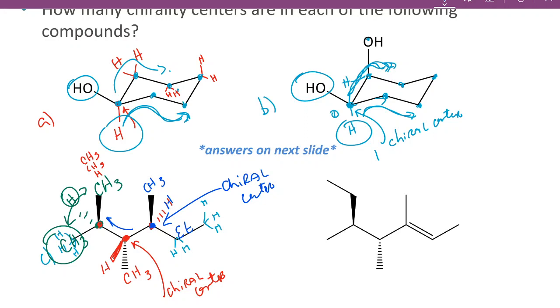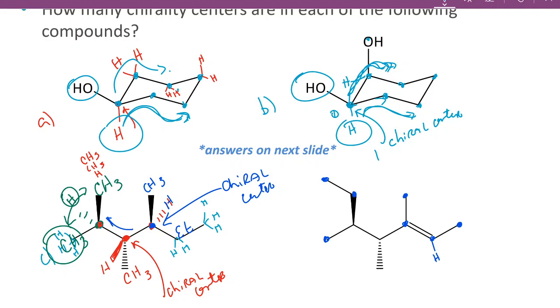Alright, let's move to the molecule on the right. Let's start on the left side of the molecule. This carbon is sp3, but it has 3 hydrogens. This carbon has 3 hydrogens, so those cannot be chiral centers. This carbon has 3 hydrogens, and this carbon has 3 hydrogens, so those cannot be chiral centers. This carbon is sp2, and this carbon is sp2. sp2 cannot be a chiral center.